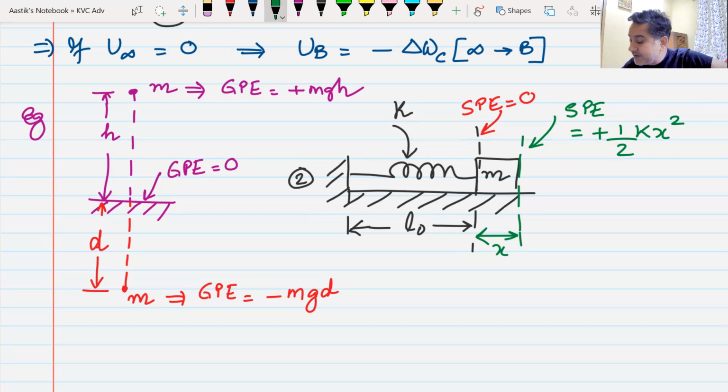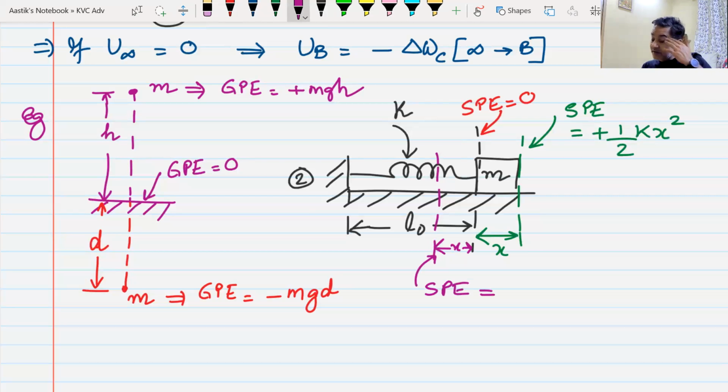On the other hand, if I compress it by an amount x, if I compress it, oh, sorry, wrong diagram. No, correct diagram. L is there. Sorry. If I compress it by an amount x, then what will be my spring potential energy at this point when it is compressed by an amount x?